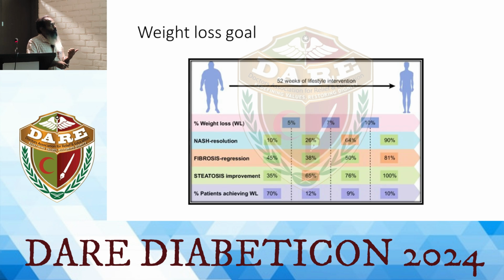So what weight loss goal is important? It is seen that whenever there is a 5% reduction, these patients will have slight improvement in everything. But if the patient can achieve up to 10% weight reduction from his baseline weight, then he will also have improvement in inflammation as well as improvement in fibrosis. So at least a 10% weight reduction should be the goal for patients who have fatty liver disease and who will require treatment.